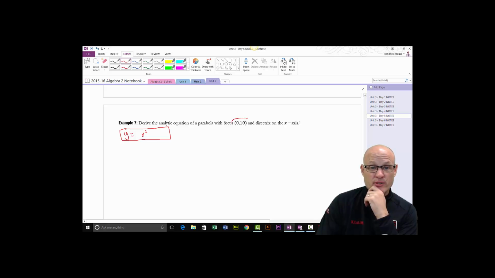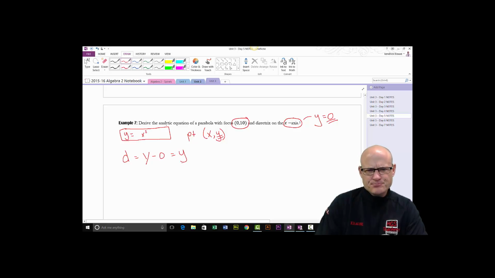That's got equal distance from the point 0, 10 and has the directrix of the x-axis. Well, if you remember correctly, the x-axis is really the line y equals 0. So we're going to pick any point. Any point. Well, that point would be x, comma, y. And we're going to find two distances. So we're going to find the easy distance first. It's just y minus the y value of the line. The distance between any point and that line is just y minus 0, which is just y.